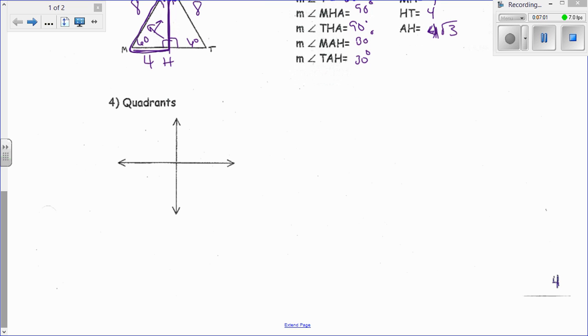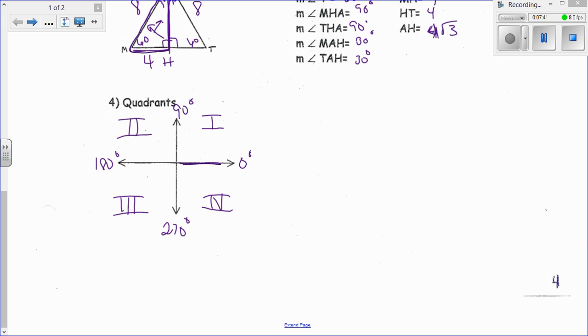All right, a review of the quadrants. This is quadrant 1. This is quadrant 2. This is quadrant 3. And this is quadrant 4. Since this is quadrant 1, this is 0 degrees. Up here is 90 degrees. The left is 180 degrees. Down at the bottom is 270 degrees.